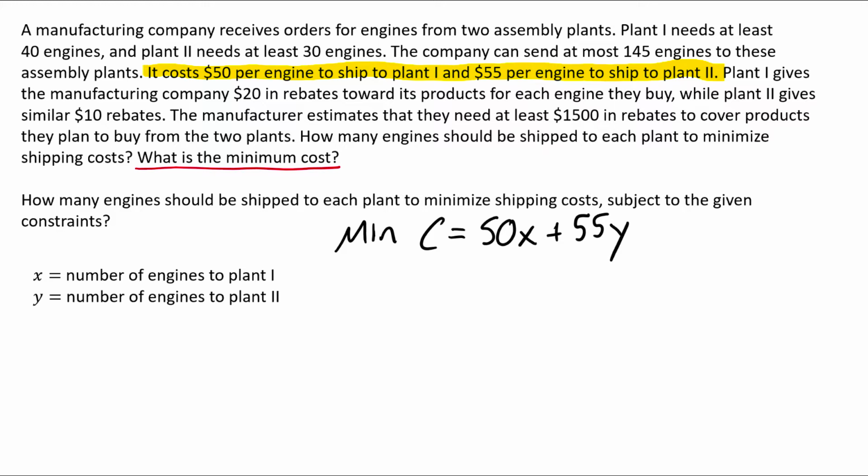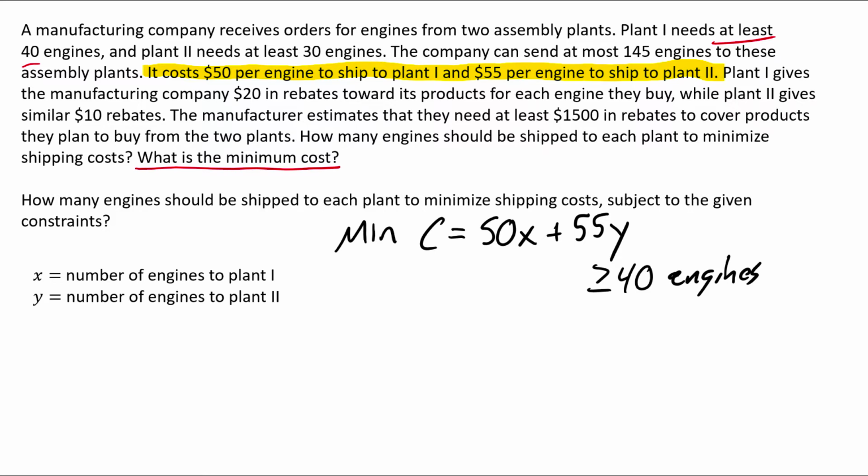So plant 1 needs at least 40 engines. Okay, so I see the words at least 40. All right, so without even knowing anything else, I know something is going to be greater than or equal to 40 engines. I don't need to know anything else for right now. At least is greater than or equal to.